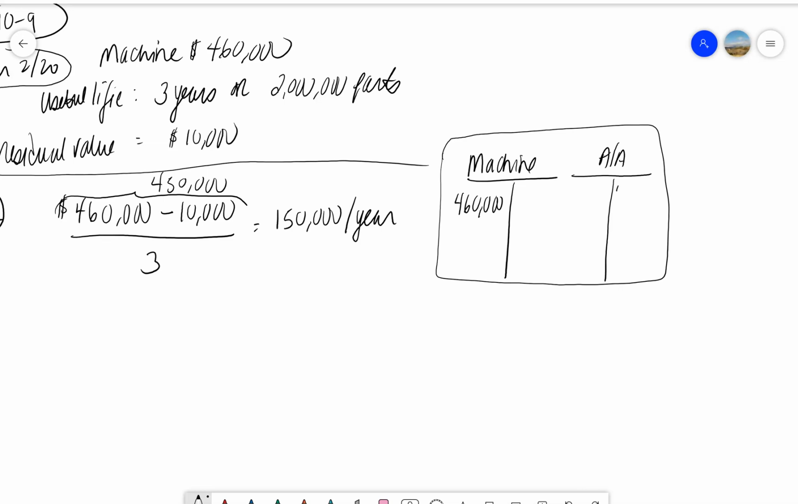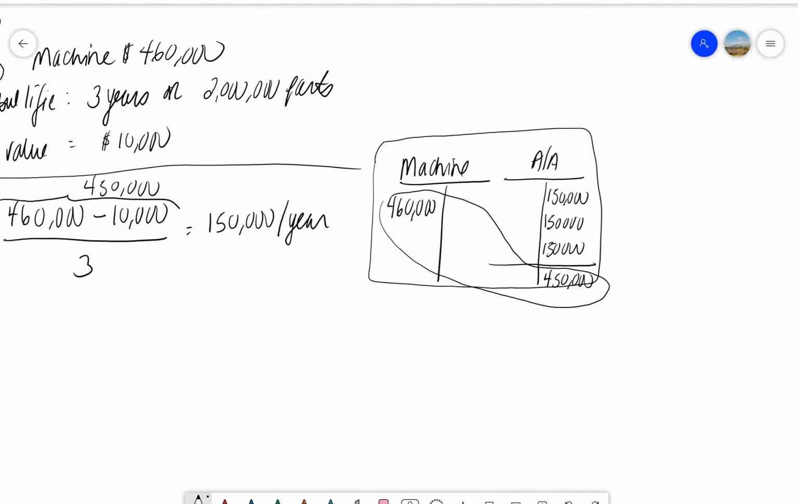In year 1, we're going to take $150,000 of amortization, same in year 2. And then in year 3, we're going to take $150,000. So after 3 years, the total in accumulated amortization is the $450,000. And so the value that's left at the end of the 3 years, remember that's known as the book value when we take the machine minus the accumulated amortization. The book value, or the carrying value at the end of 3 years, is going to be $10,000, because that's the value we think we can get for it if we sell it at the end of 3 years.